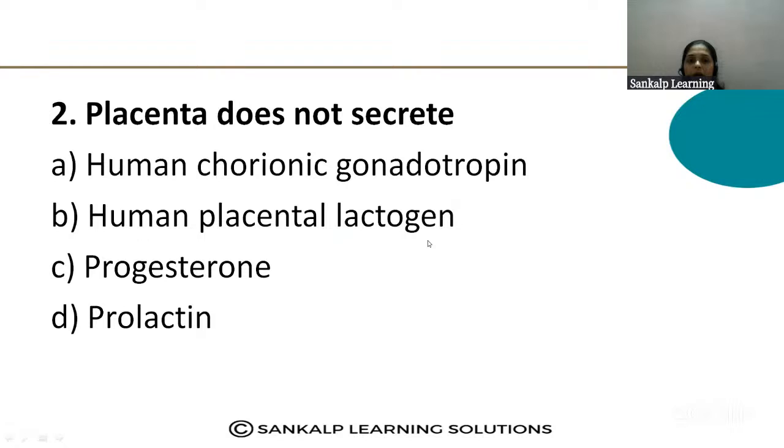Second question is, placenta does not secrete which of the following? Human chorionic gonadotropin, human placental lactogen, progesterone, prolactin. Which is the correct answer? Write down the answer.